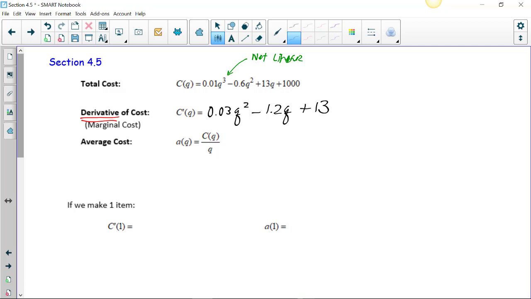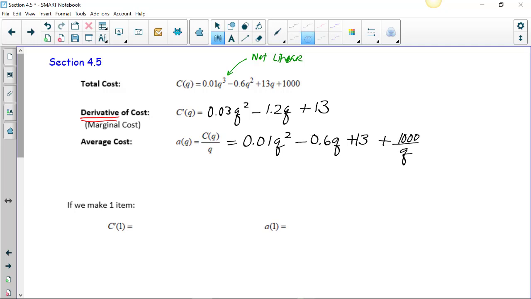Okay. The average cost function, if you recall, is basically dividing all of the terms of the cost function by q. So when I divide each term, I'm basically dividing out a q. So I end up with 0.01q squared minus 0.6q plus 13 plus 1,000 divided by q.